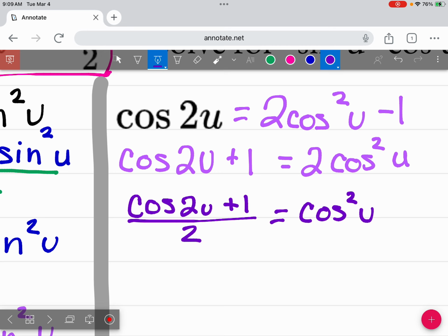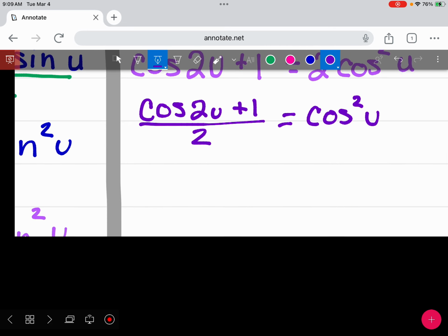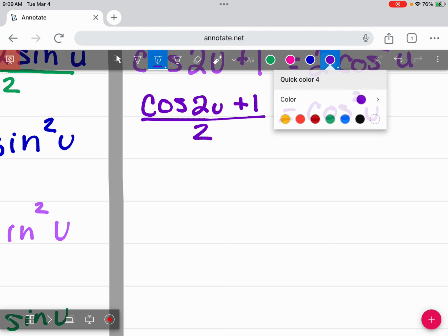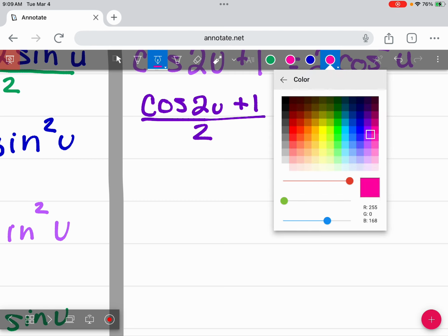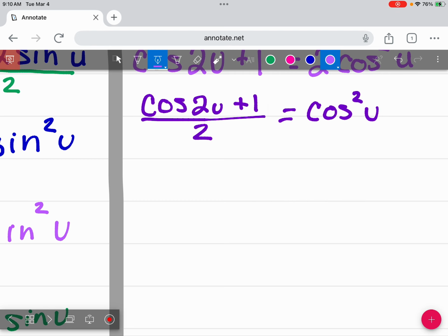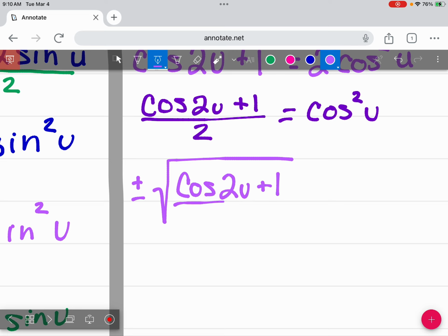Right? You see that? Square root both sides. We get our plus or minus square root of cosine 2u plus 1 all over 2 equals our cosine of u.